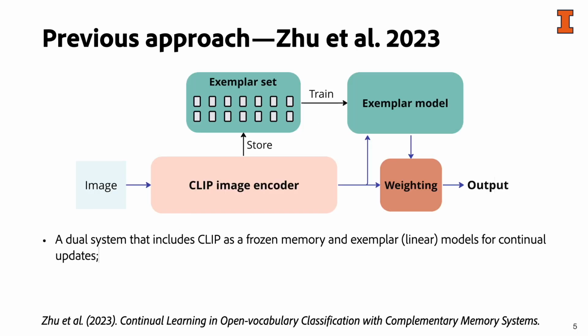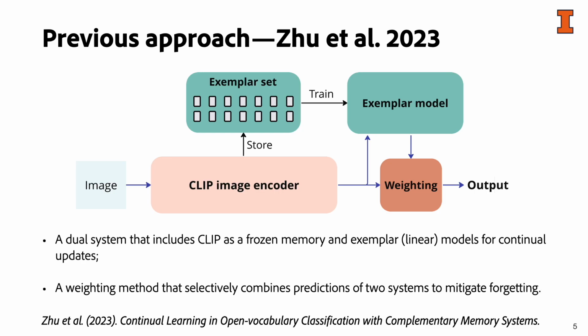A previous approach has created dual systems to fulfill these goals. To maintain the open vocabulary classification ability, they used a frozen CLIP image encoder. They built additional exemplar models for continuous improvements on learned tasks. The CLIP image encoder and the exemplar model are combined together through a weighting operation to dynamically select the better model for prediction during inference.